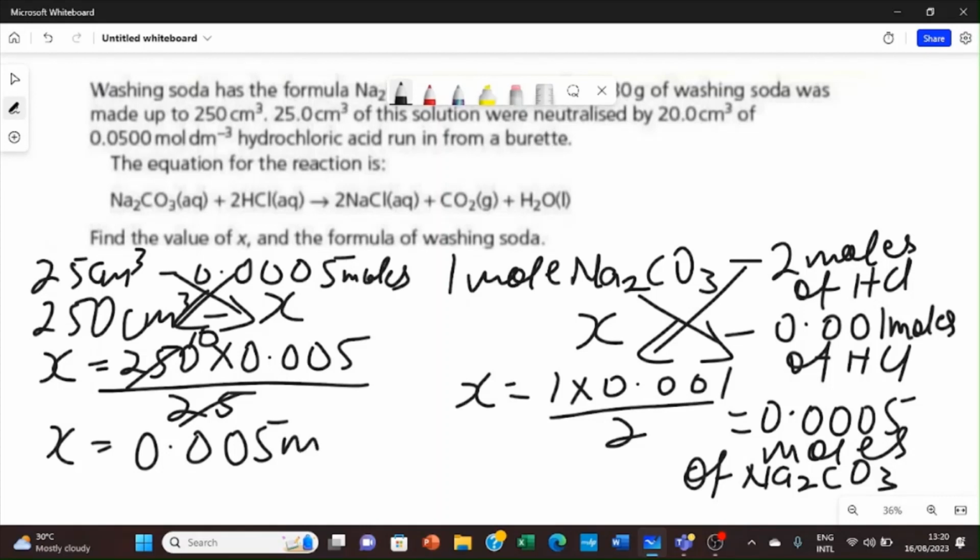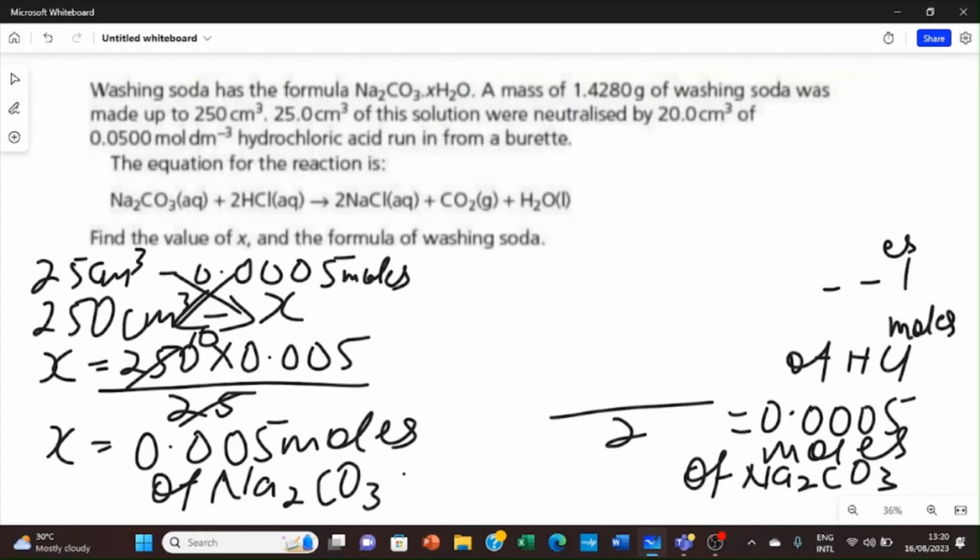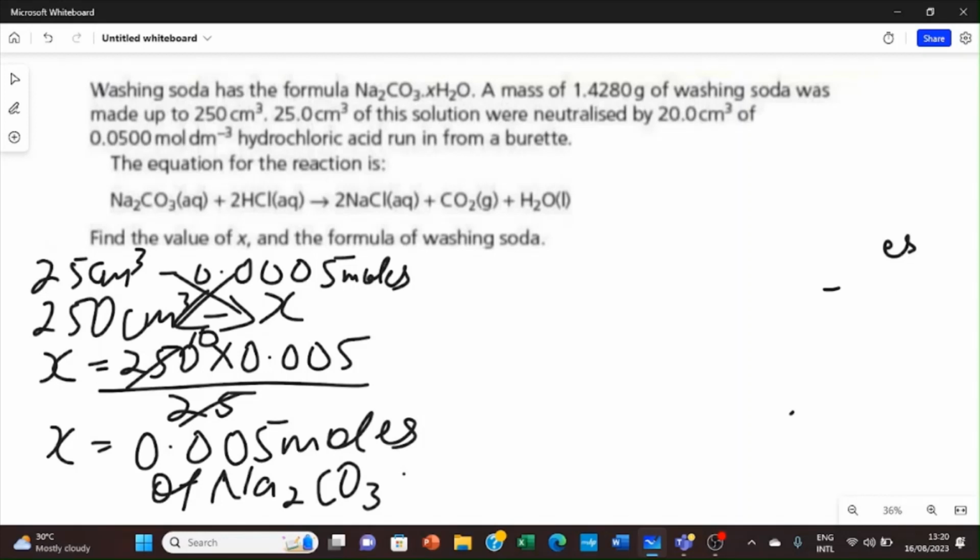0.005 moles of what? Of the sodium carbonate. That's the number of moles of sodium carbonate in 250 cm cube. Okay, I have to erase this so that I will have enough space. So you are now asked to calculate what? Calculate the value of x and the formula of washing soda.